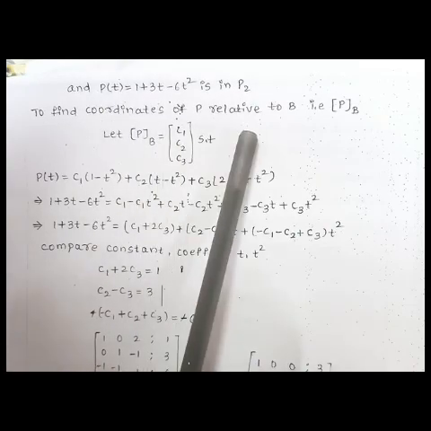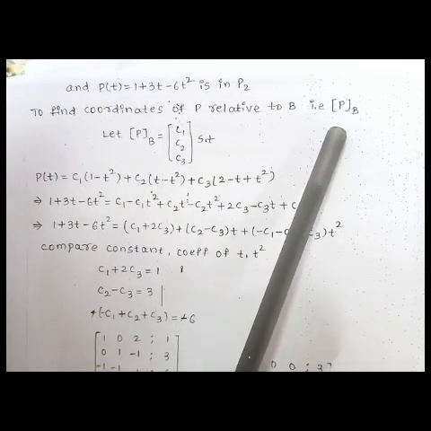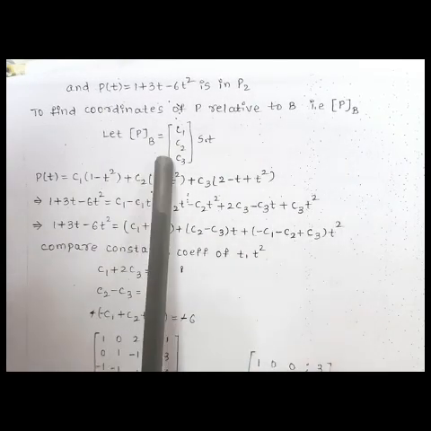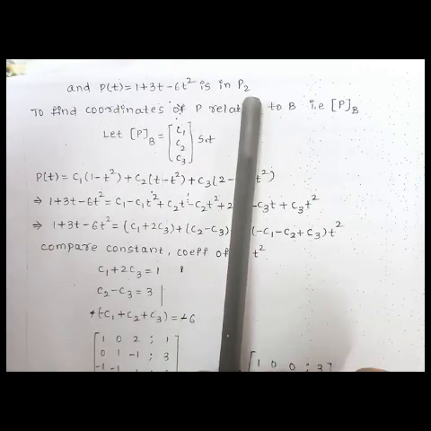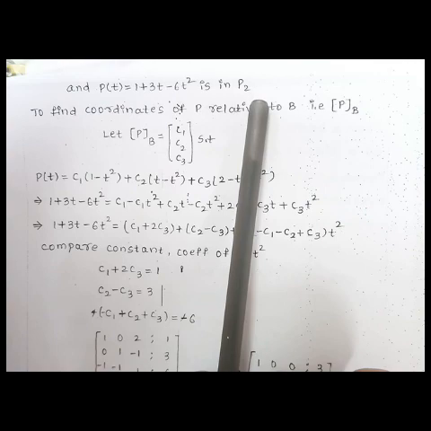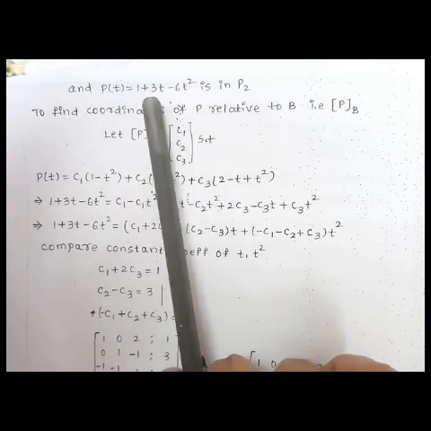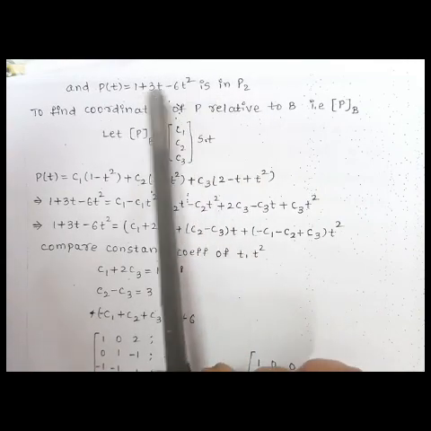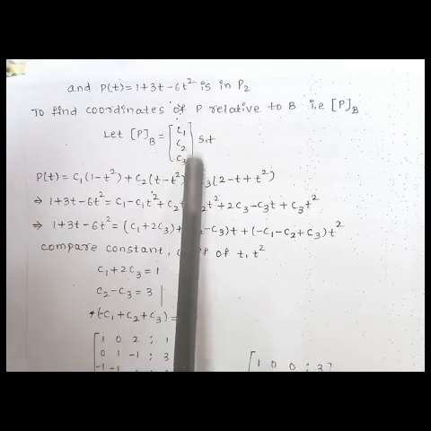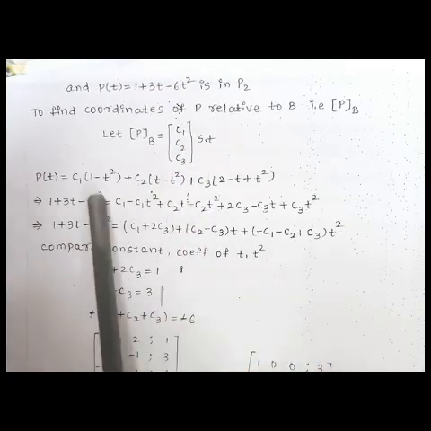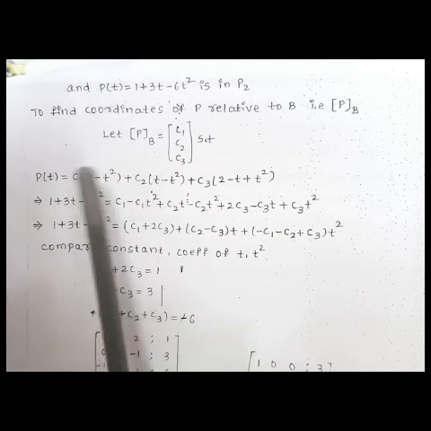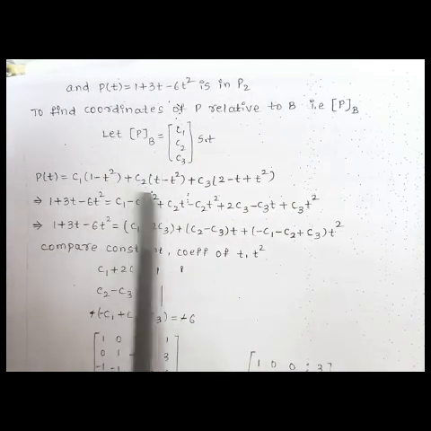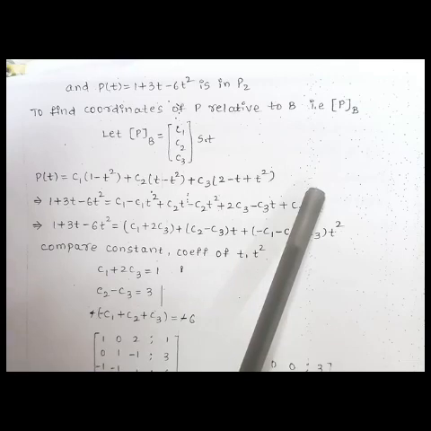Then the coordinates of P relative to B we are denoting by P over B, where the scalars are C1, C2, C3, because it is in P2, so it should contain 3 elements: constant, t term, t square term. Like this 3 vectors are there, so corresponding 3 scalars, that is C1, C2, C3. Now take a unique representing form, that is P of t can be written as C1 into vector 1 plus C2 into vector 2 plus C3 into vector 3.